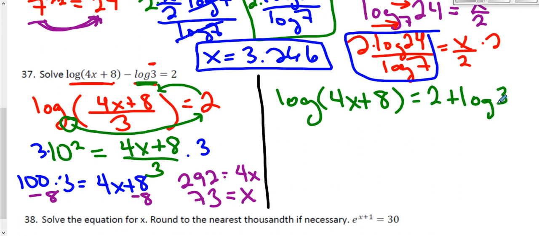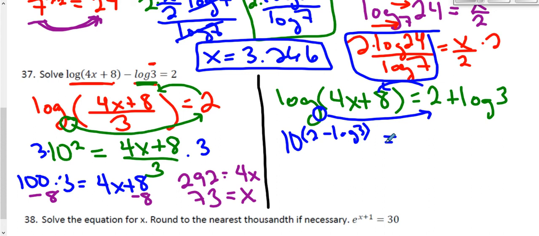And now that I have my logarithm isolated on the left-hand side, again, I get to do my log roll. It starts with the base, which is 10, to the power of everything on the other side of the equal sign. Everything. So 2 minus the log of 3. And it's going to be equal to what was inside my original logarithm, 4x plus 8. Now, if you do 10 to the power of 2 minus the log of 3 in your calculator, it tells you that that number is 300.